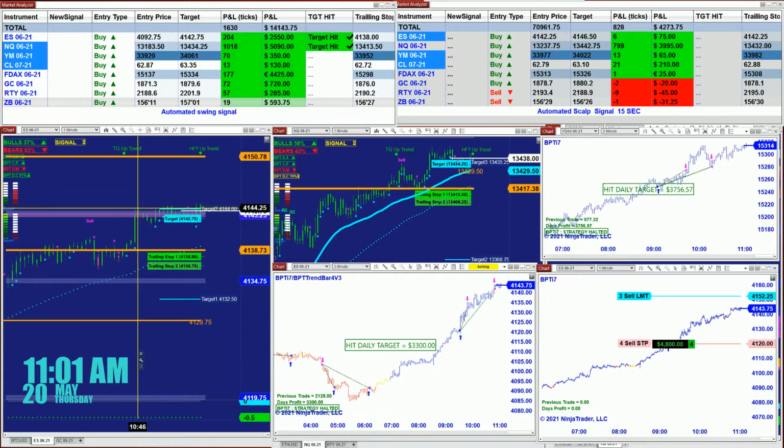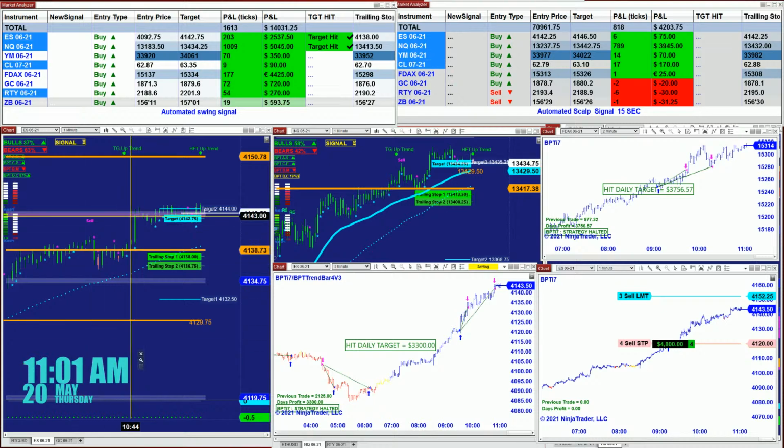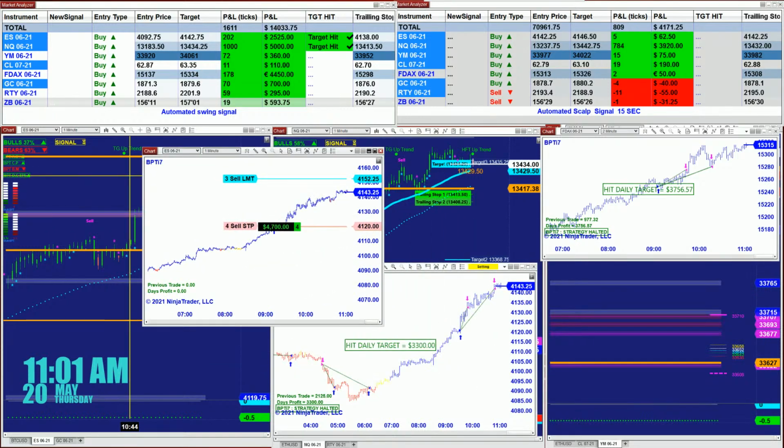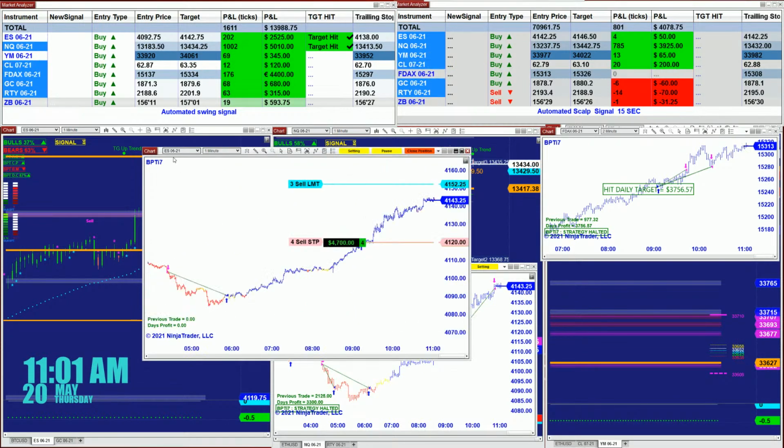From 10:46 to 11:01, that ES was not able to cross that area here. That proved my point that when you are auto trading and you know your levels, like this case here, that's why I don't use trailing stop on this one. You can use trailing stop, but I'm not using it. Why?